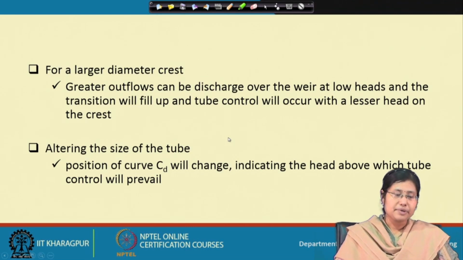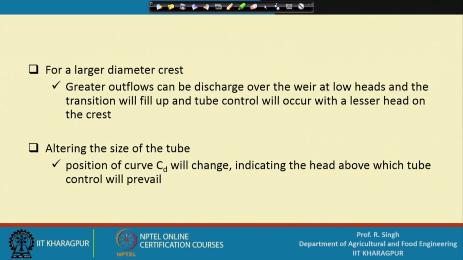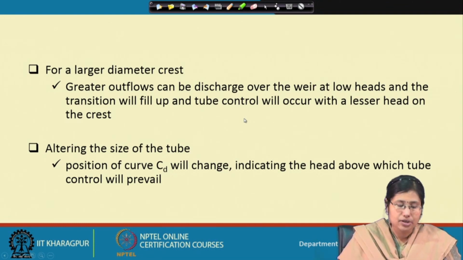Now, for a large diameter crest, greater outflows can be discharged over the weir at low heads and the transition will fill up and tube control will occur with a lesser head on the crest. Now, altering the size of the tube, the position of curve CD will change, where CD is the coefficient of discharge indicating the head above which tube control will prevail.